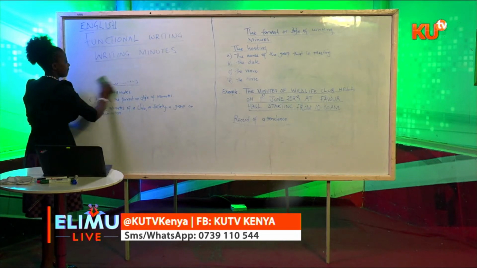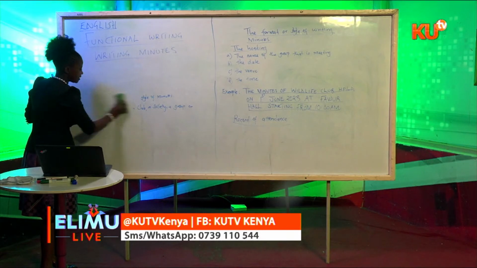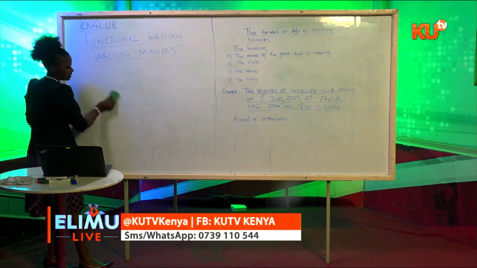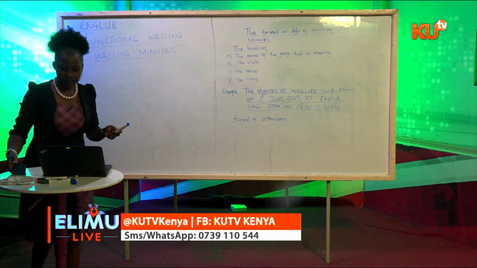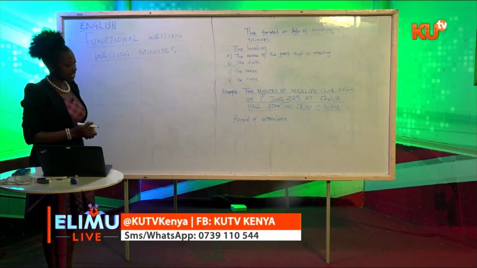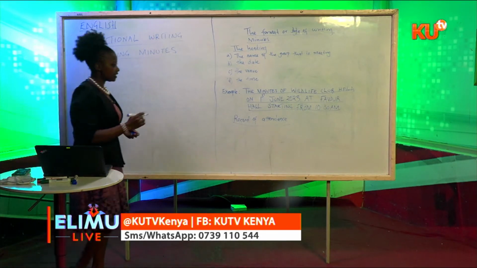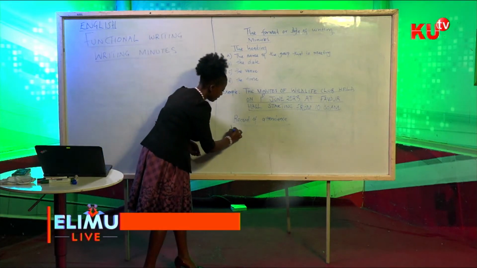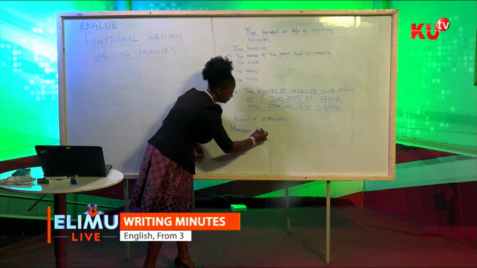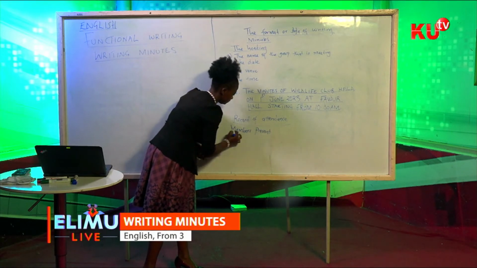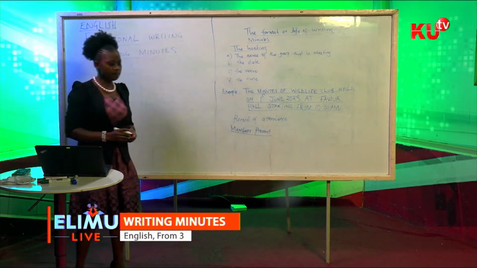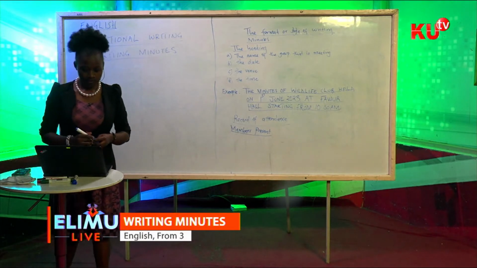Let's talk about the members present, or just present. You may write members present or present. We are on record of attendance. We have members present, or just present.